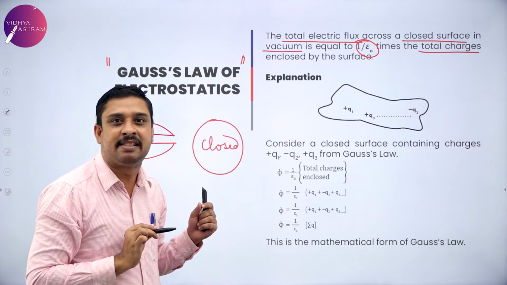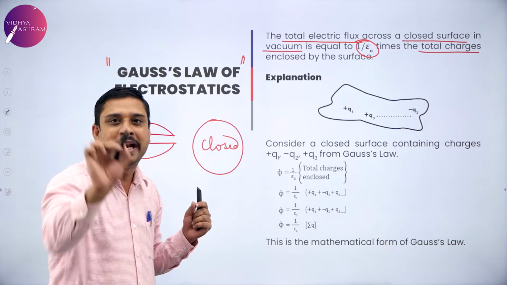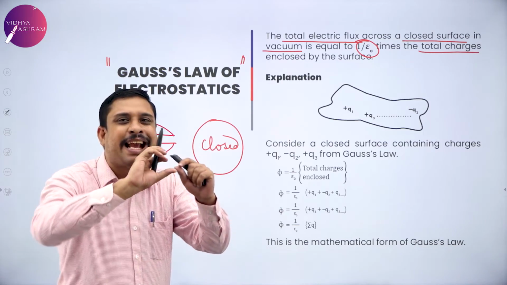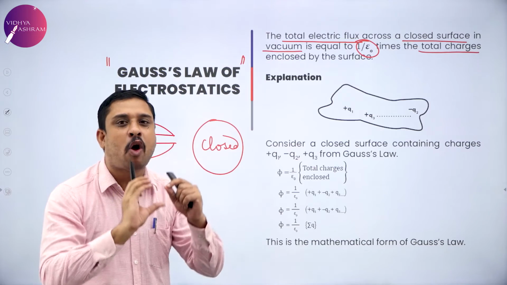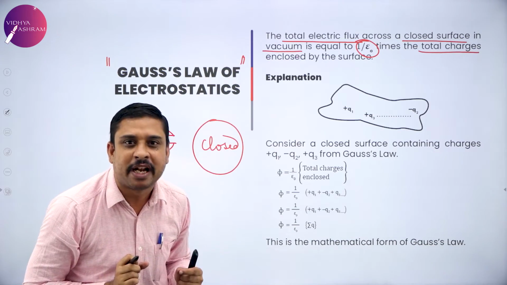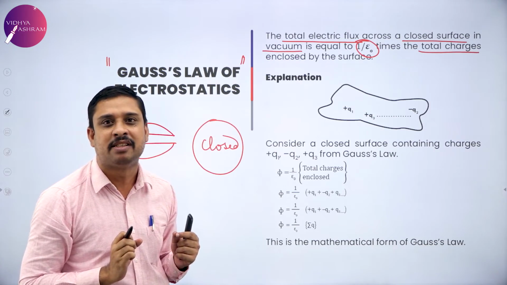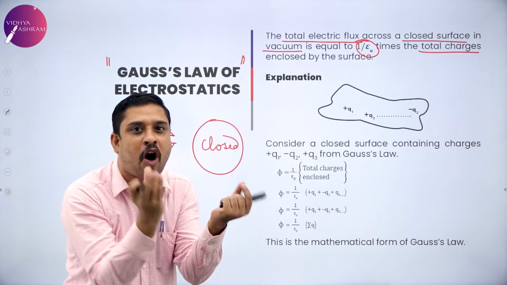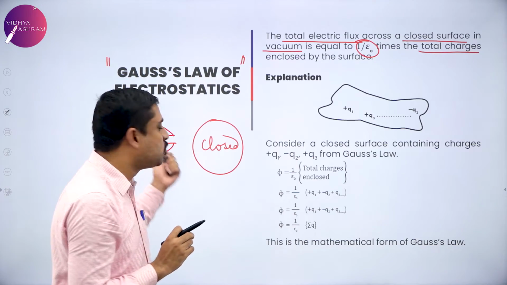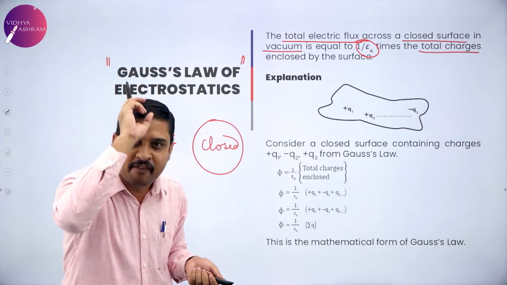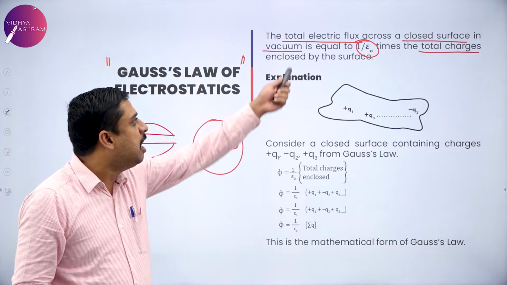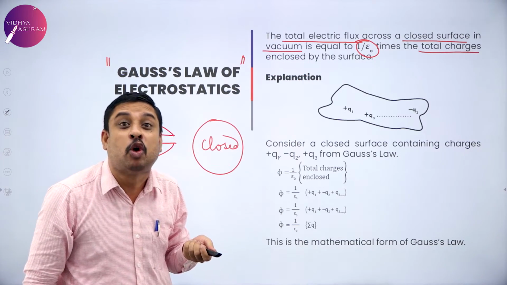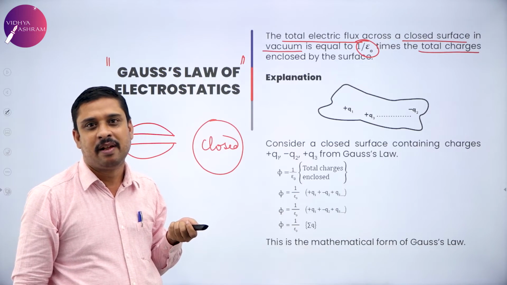Plane sheets, cylinders. So my dear students, just know if a surface cannot be inverted, cannot be flip-flopped, that is a closed surface. Two halves of a rubber ball, if you can flip-flop or invert, becomes an open surface. So the first part you understand, Gauss law is always applied for closed surface.